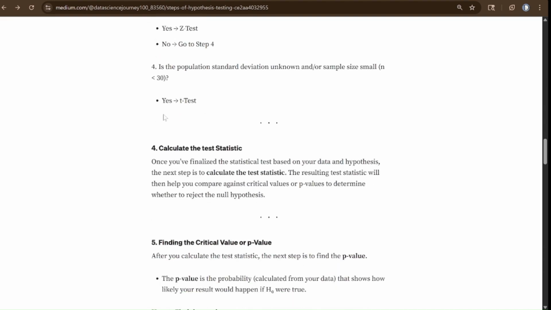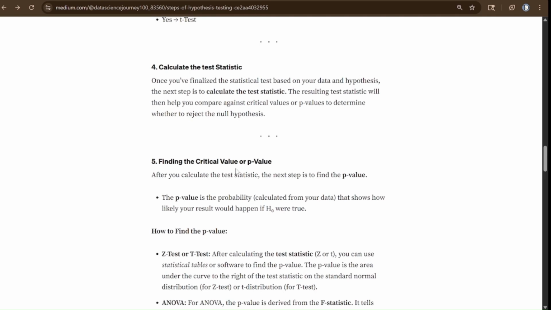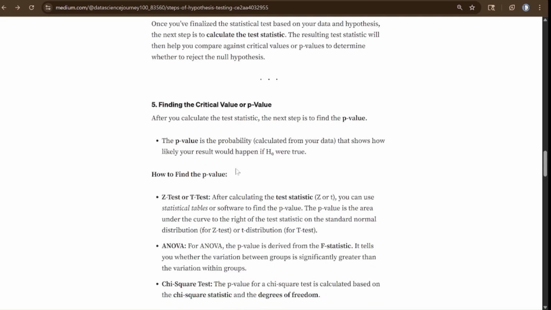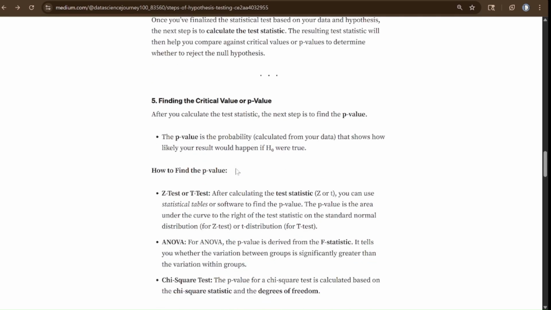Once that is done, then you calculate and find the critical value or P value. From the table, you have to calculate. For a one tail test, it will be 1 minus area. For two tail, 2 into 1 minus area.